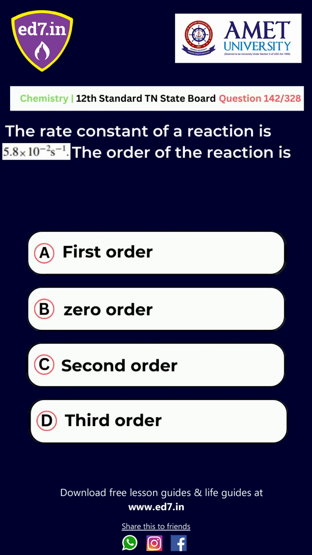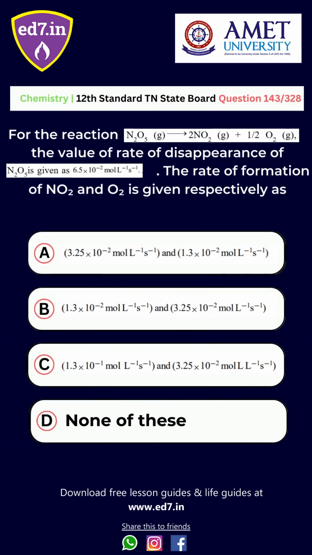Question number 142. The rate constant of the reaction is 5.8 into 10 to the power minus 2 S inverse. The order of the reaction is option A, first order, option B, 0 order, option C, second order, option D, third order. The correct option is option A, first order. Question number 143. For the reaction N2O5 (g) gives 2 NO2 (g) plus 1 by 2 O2 (g).